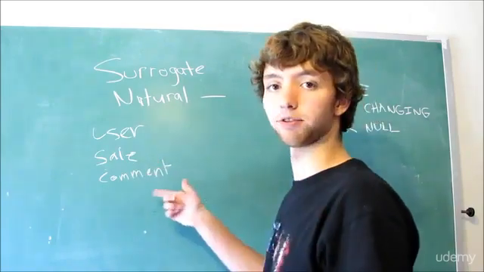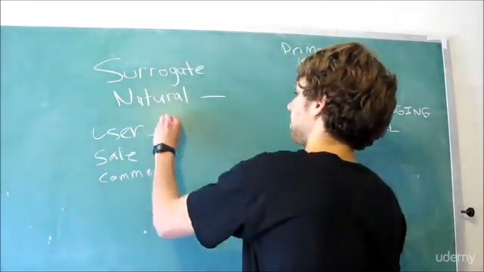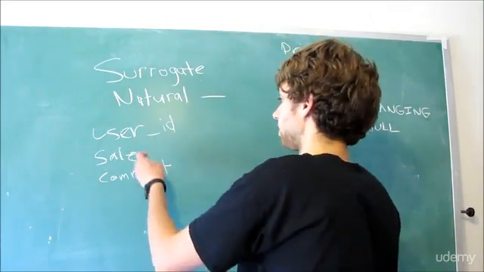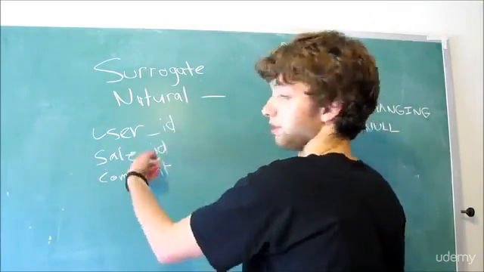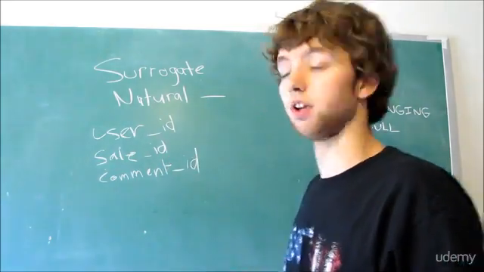What we do is we give every single table an ID column. So we have a user ID column in the user table. We have a sale ID column in the sale table. We have a comment ID in the comment table.